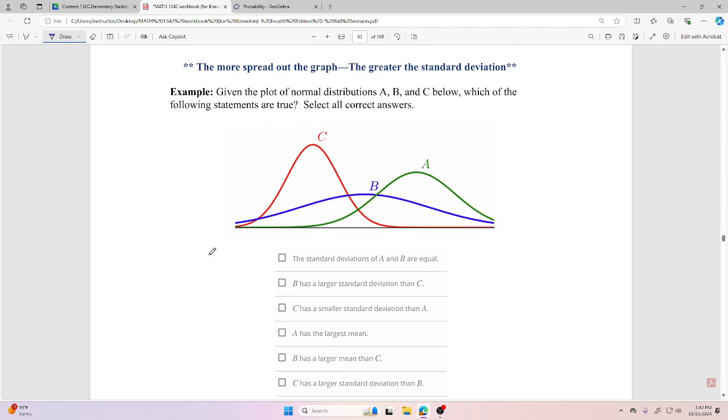So here's an actual question from Newton. It says, given the plots, which of the following are true? So the mean is where the middle is. The mean is basically where your hump is. And so here the mean is going to be right there. This mean is right here, and this mean is right here. The mean is the middle, in a way. Sounds good so far?